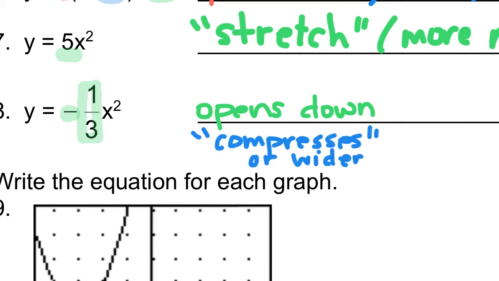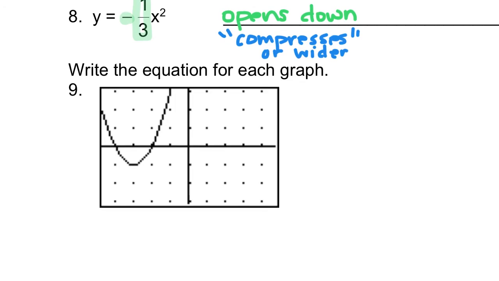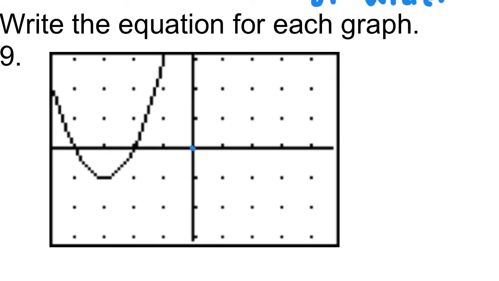Finally, we'll be writing equations for each graph. Now what I want you to remember is the quadratic parent function. We have values at 1, 1, 2, 4, and 0, 0. And remember, the axis of symmetry goes through the vertex. That helps us draw our function.